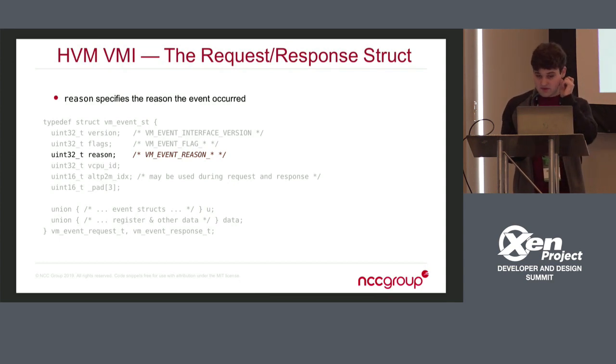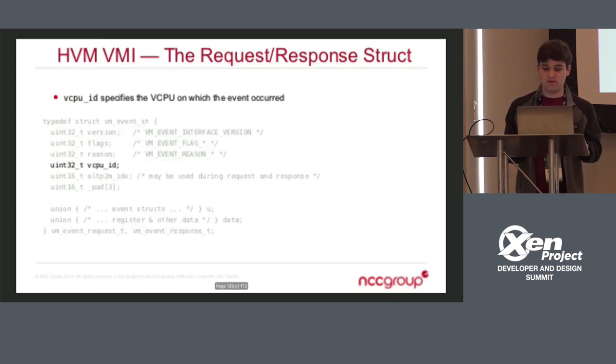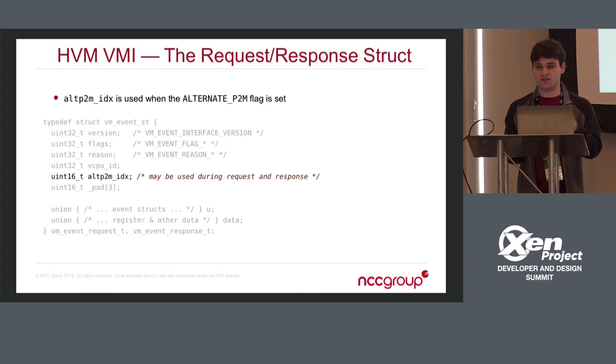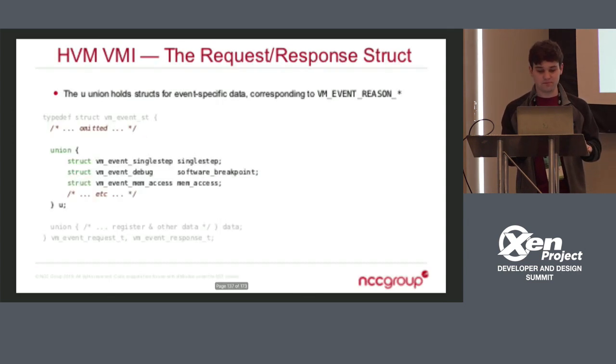Reason we know already, those are just the event reason flags. That indicates what type of event it is. vCPU ID is the ID of the vCPU that triggered the event. Alt P2M index is just used with the alternate P2M flag, which you can read about in the header. I should mention actually that the vmEvent.h header has unusually good documentation for those event flags. So if you want to know how to use them, you can basically just read those header comments there.